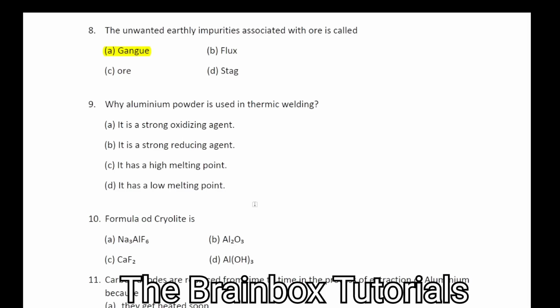Now moving over to number 9, why is aluminium powder used in thermic welding? Options are number A, it is a strong oxidizing agent. Number B, it is a strong reducing agent. Number C, it has a high melting point. And number D, it has a low melting point.